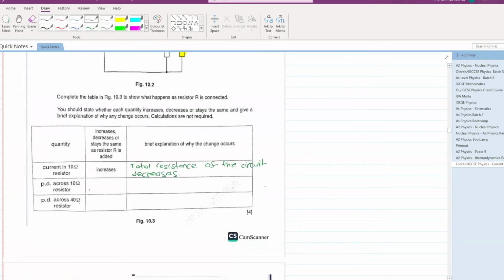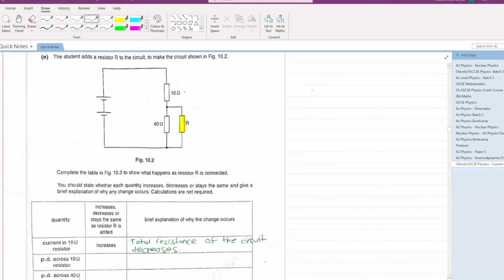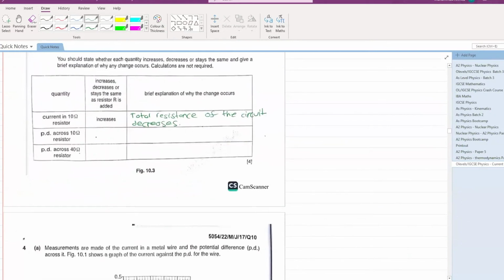Let's move on to the second thing. What will happen to the potential difference across the 10 ohm resistor? You will say that the potential difference increases. Why is that the case? Because the current in the circuit increases. Simple.